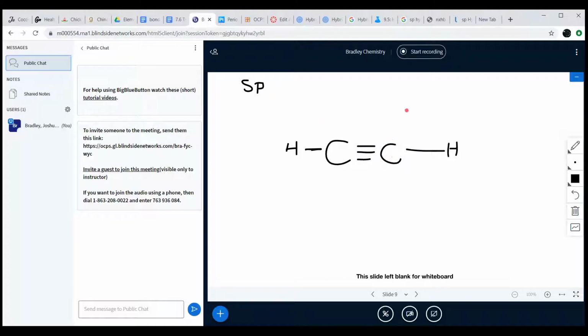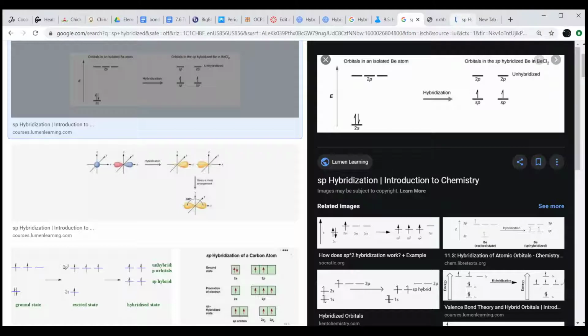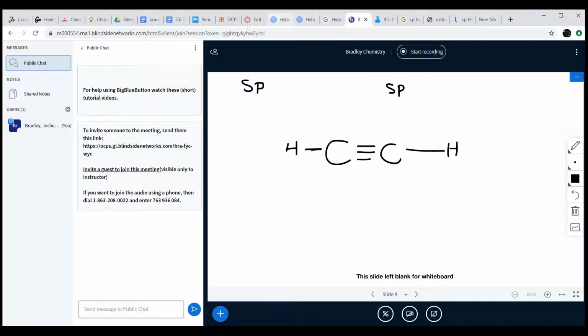And this one also ends up being sp hybridized. Okay, so let's go ahead and talk a little bit about what is going on here with this particular carbon molecule. All right, let's pull this one over here. So these carbons are coming together, and normally carbon has 2s with 2 electrons in there, and then we have 2p, and we have 1 electron here, 1 electron here. Okay, and we have both of these carbons coming together.